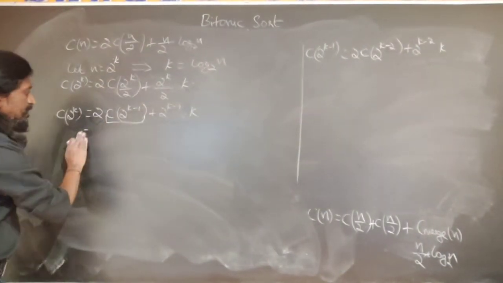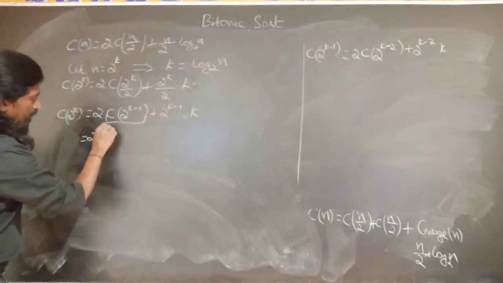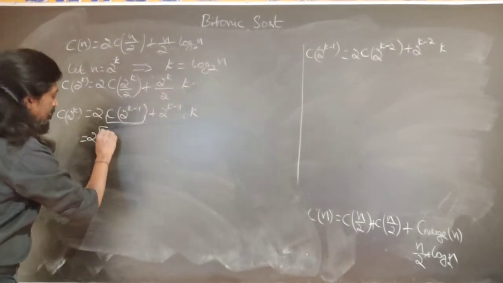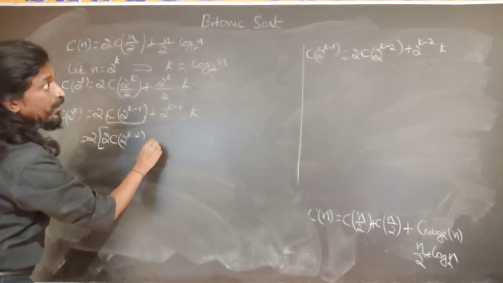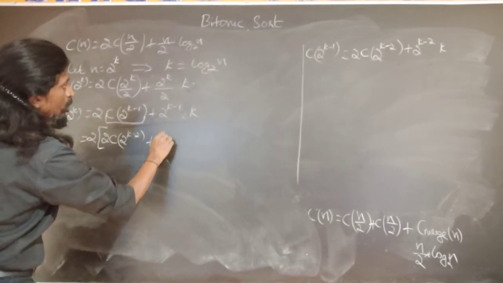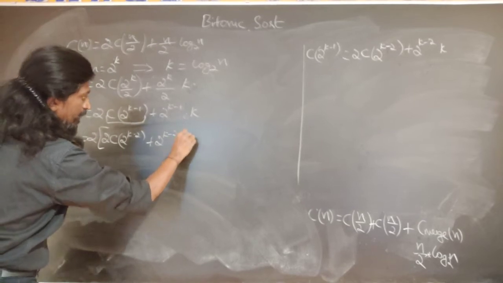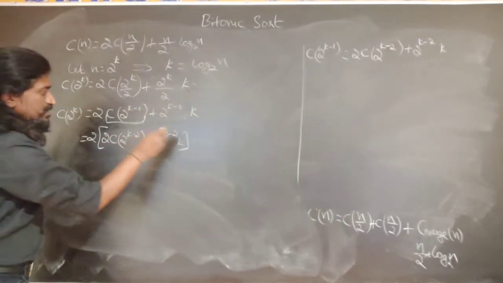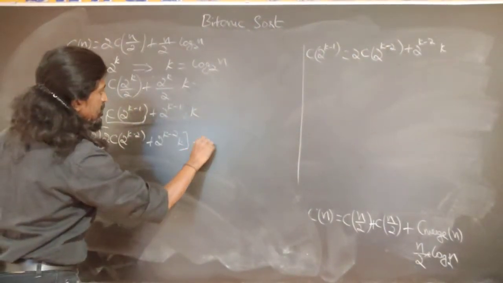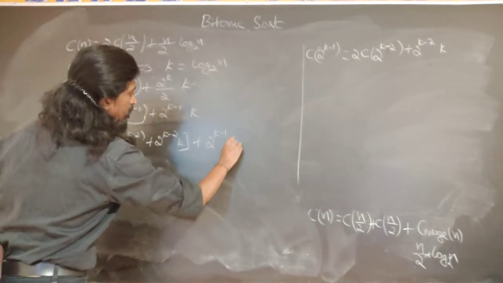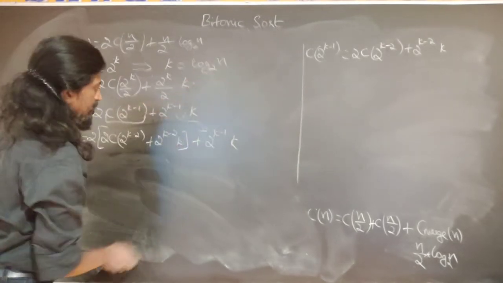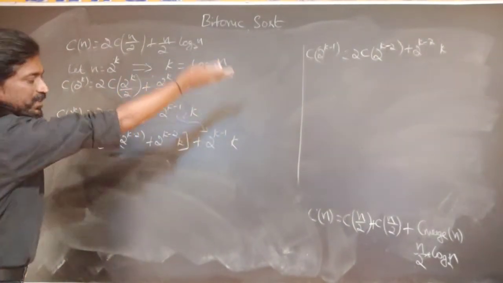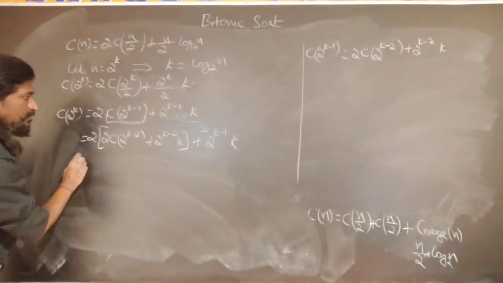So when we replace that, we will get 2 into that entire thing, 2 c 2 to the power of k minus 2 plus 2 to the power of k minus 2 into k. That is the whole thing for this. This term appears as it is, 2 to the power of k minus 1 into k. So this is the term over here. This entire thing has come from there. Okay, it is for the sake of simplicity we have written it there so that we don't get confused.